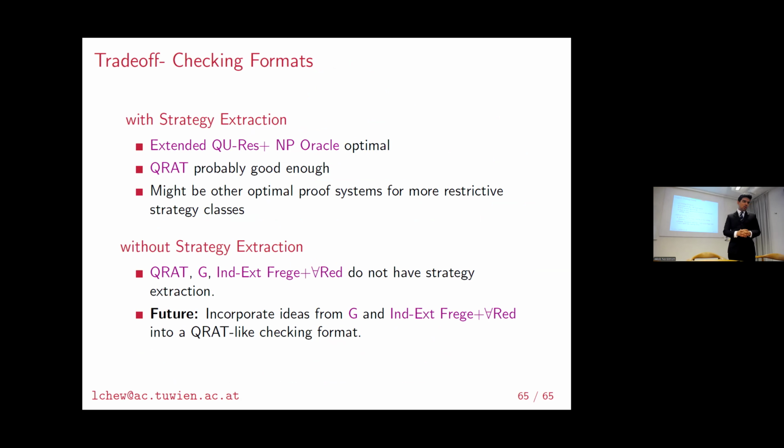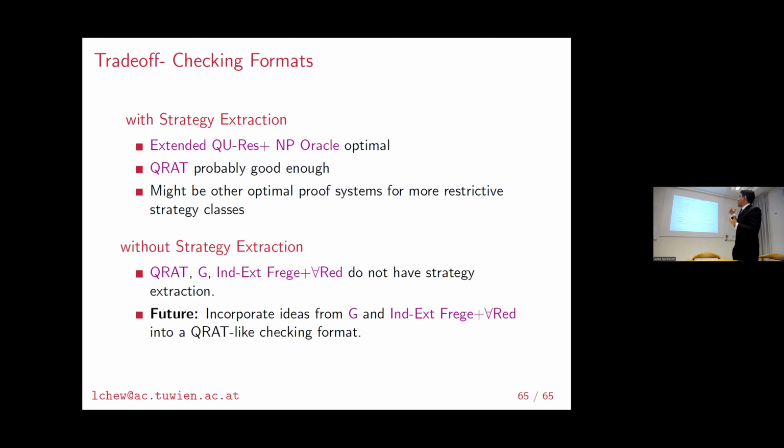Okay, so what about when checking, but doing some sort of certification? If we're looking at two different tracks, one with strategy extraction and one without, then with strategy extraction, we kind of already have some good results. We have extended Q resolution is optimal as long as the only problem could be from this propositional hardness. And it also means that QRAT, which already has a checker, is probably good enough because it can simulate all those various things.